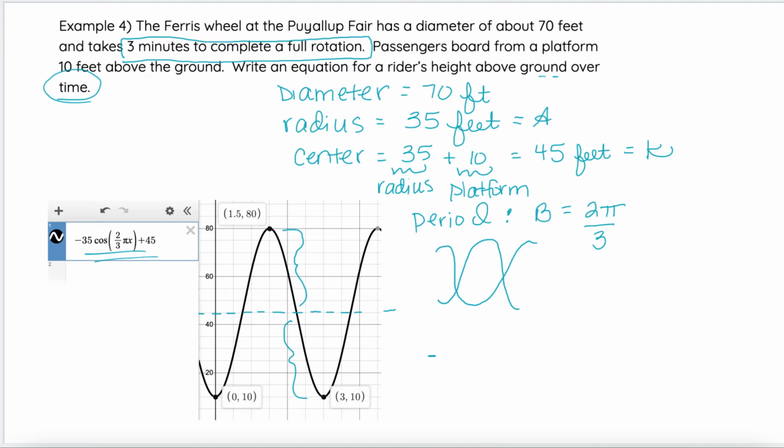h of t, we should start with our height with respect to time. So negative 35 our amplitude, cosine of 2 pi over 3 times t, plus our midline of 45 feet.